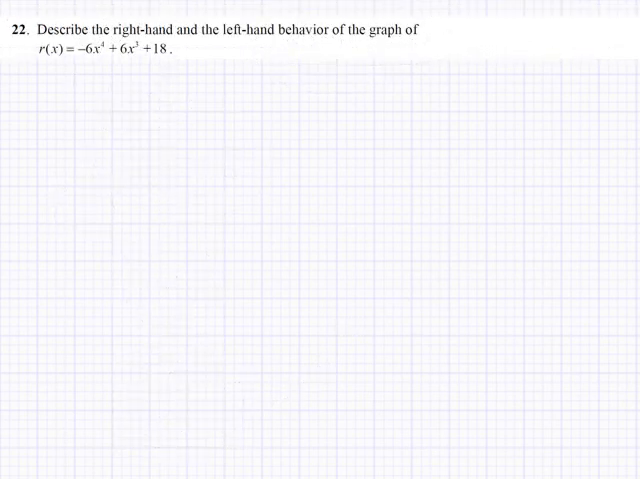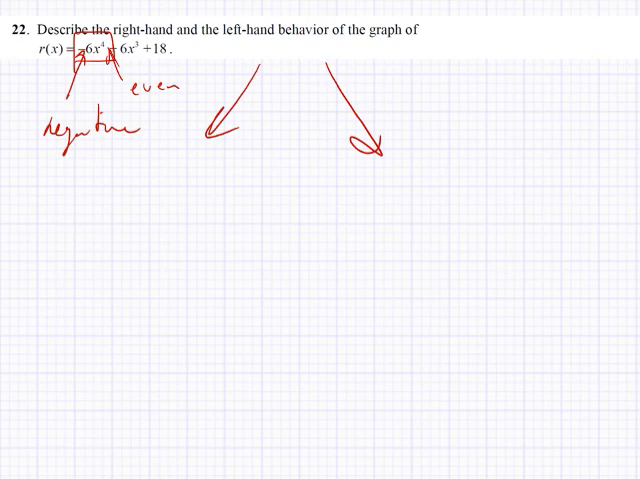So here we want to describe the behavior at the endpoints for the graph. That's all based off the leading coefficient test, and it's based off of this term. I have a negative coefficient, and I have an even power. So right there, that tells me I'm going to have down on both ends of the graph.